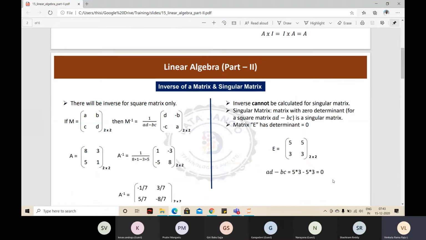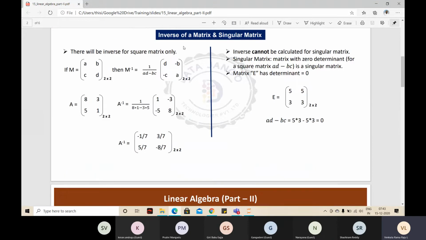And then the inverse of a matrix and the singular matrix. We need to understand this. On a square matrix, I am showing you the inverse. If you take bigger matrices, it becomes complex. We need to understand what it is, but no need to be an expert in doing the inverse of a matrix. So if you have a matrix A, B, C, D and you want to find A inverse, we need to find 1 by AD minus BC into D, minus B, minus C, A. So I have taken 8 3 5 1 and calculated A inverse. This is the A inverse.